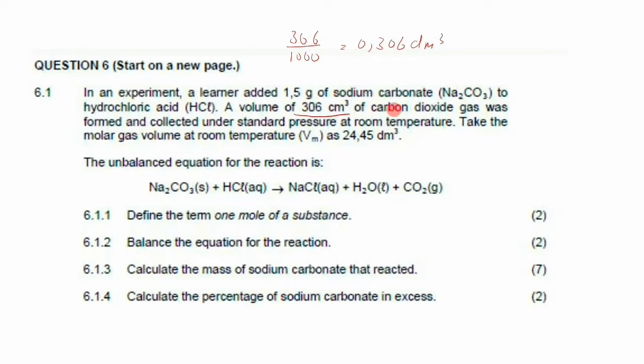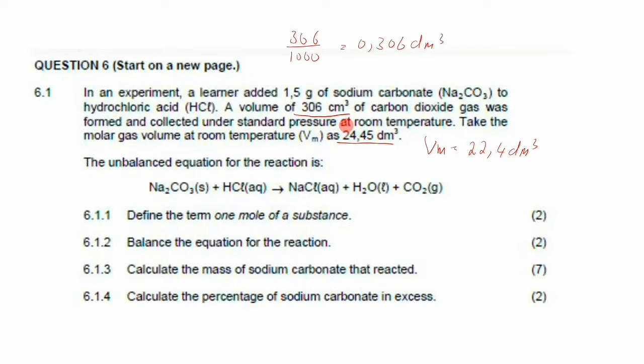And then we are told that this volume is of carbon dioxide, and then it was formed and collected under standard pressure at room temperature. Then take the molar gas volume at room temperature, Vm, as 24.45 dm cube. Right, so normally we have our Vm as a constant of 22.4 dm cube. But if the statement says 24.45, or if the statement gives you a certain molar gas volume to use, then you have to use the given molar gas volume and not this one.